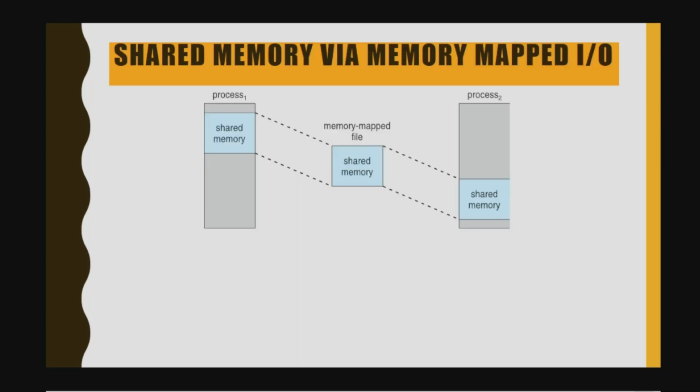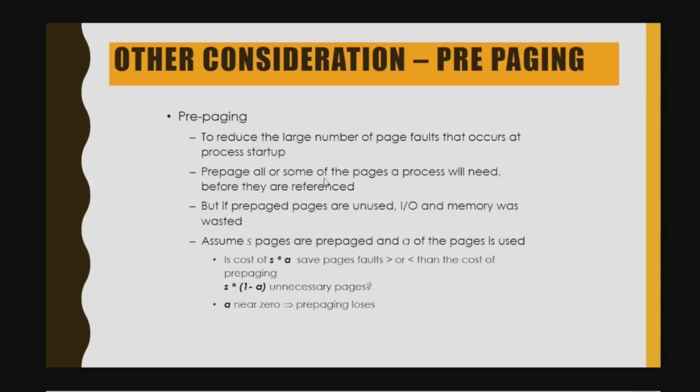Okay, this one is shared memory via memory-mapped I/O. We have process 1, we have process 2, and we have the shared memory file. So we memory-map the file, shared memory to here, shared memory to here. So it will map the file.